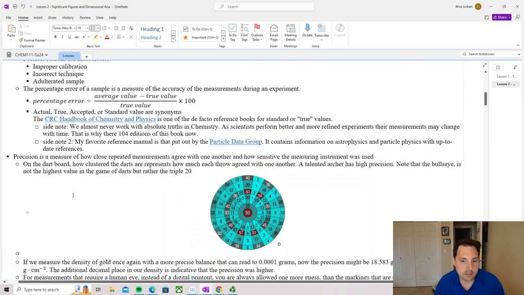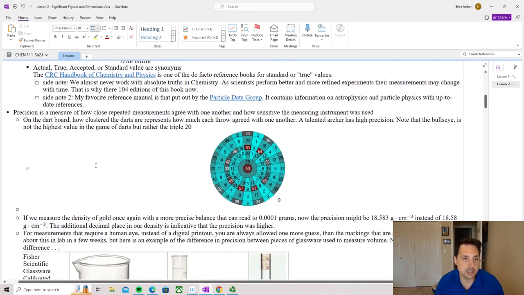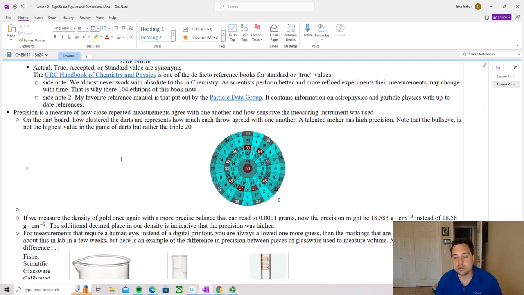So let's go on and talk a little bit more about precision. Accuracy was what we just talked about. Precision is, again, how close our repeated measurements are to each other. That means how sensitive our measuring instrument is when it's used. Do I need to take a variety of different values before I'm convinced that I have the correct value? Or can I just make one or two measurements and feel comfortable about that?